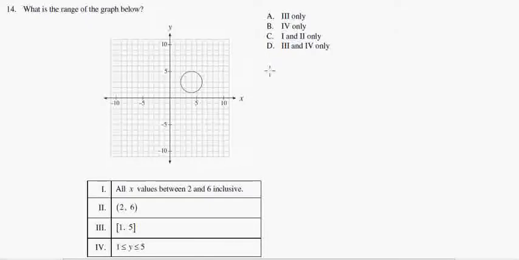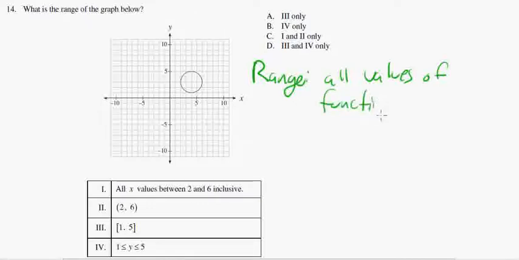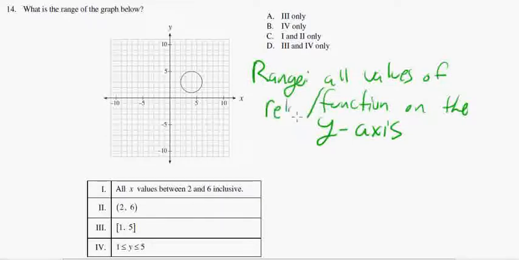Okay, the simple definition of range is all values of the function on the y-axis. Okay, this is my simple definition of what the range is. So all the values of the function on the y-axis. So here's my function. Or I guess this is not really a function. I'll just call it function or relation.